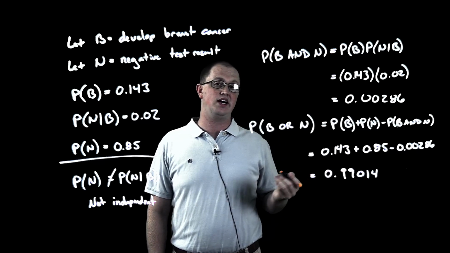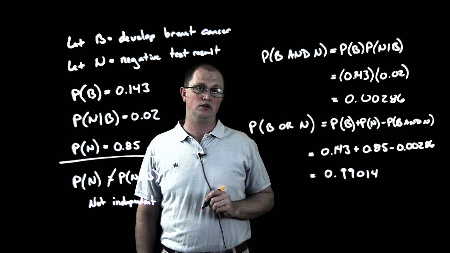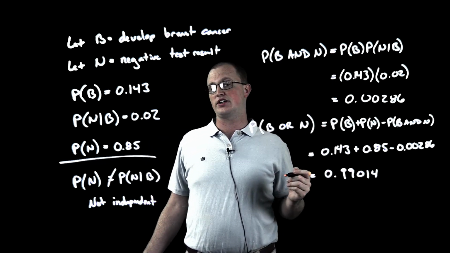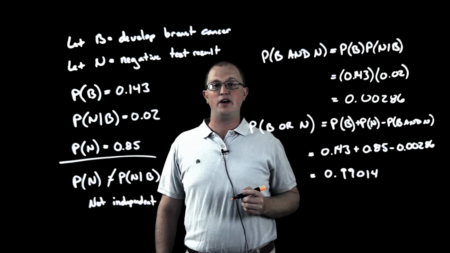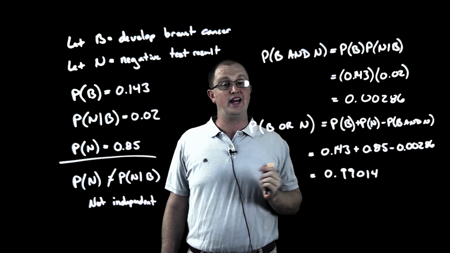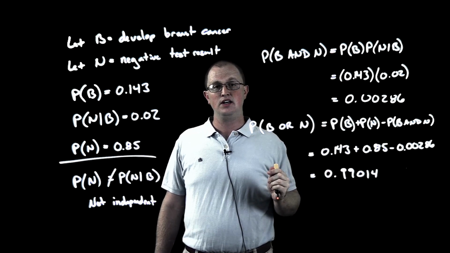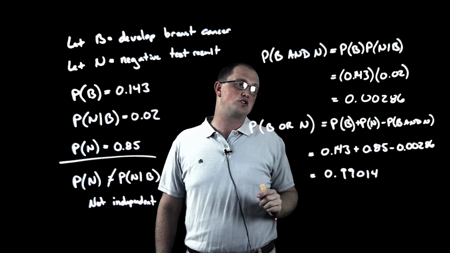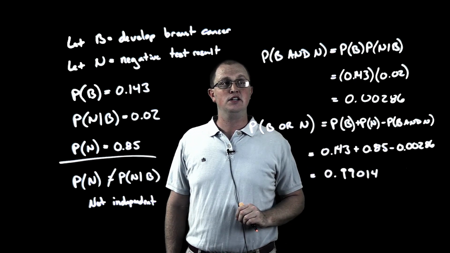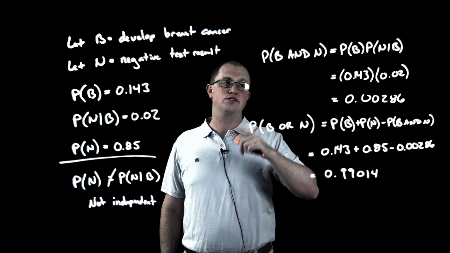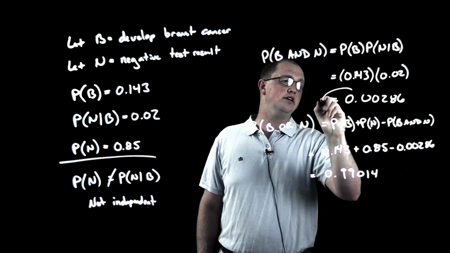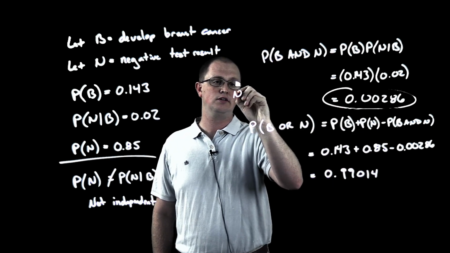But let's also ask, are they mutually exclusive? Right? What does it mean to be mutually exclusive? It means that the intersection has no probability of happening, right? That the probability of B and N can't happen, right? But we just said that there's a small but positive probability of developing breast cancer and getting a negative test result. So these are also not mutually exclusive.